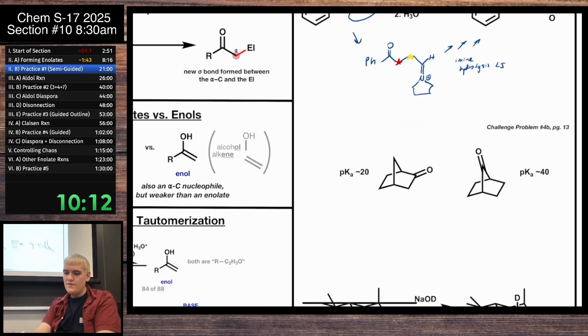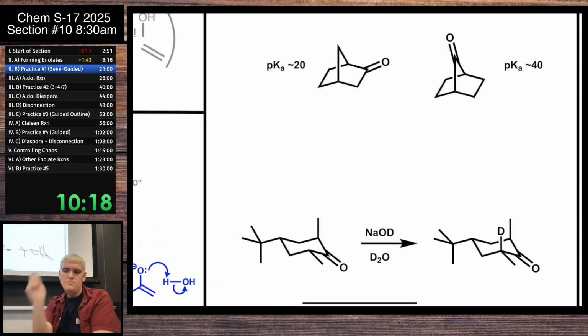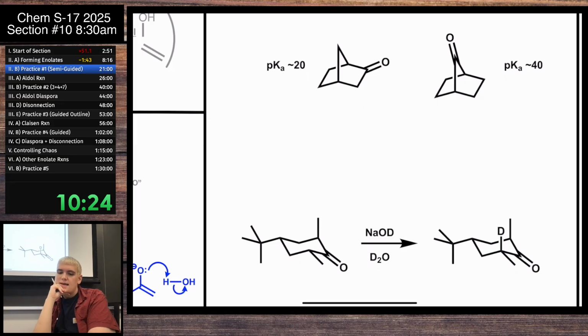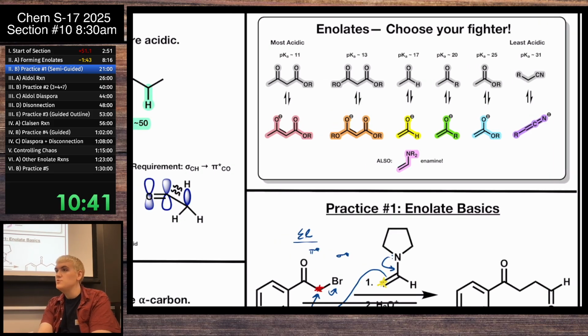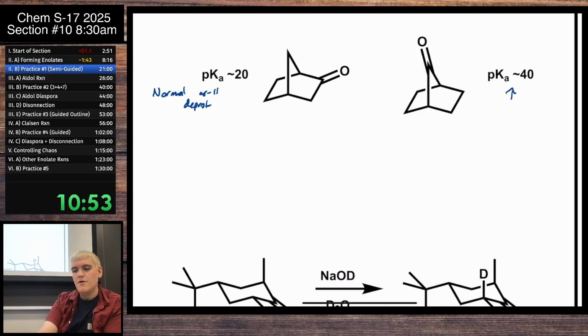Then this is challenge problem 1, talking through some of the pKas. What we have is these two bridged ring structures, and both of them are carbonyls, but one of them has a pKa of around 20, and one has a pKa of around 40. Which one is closer to what we would expect for an alpha hydrogen? 20, yeah. We said that ketones and aldehydes classically are 20. So this one does normal alpha hydrogen deprotonation. This one's more similar to an alkane.